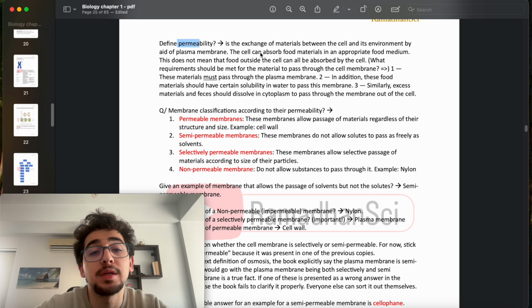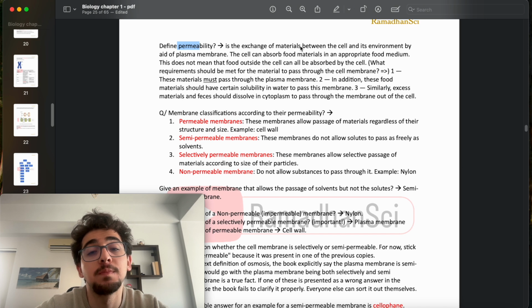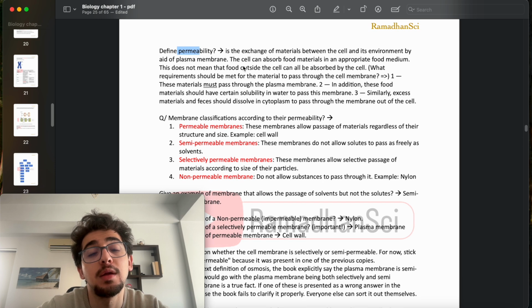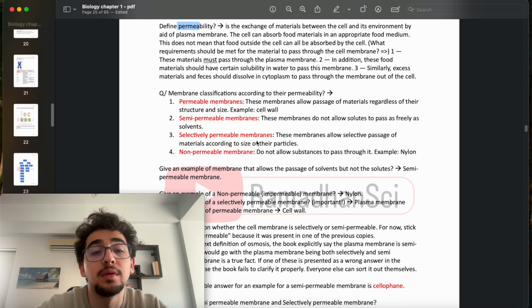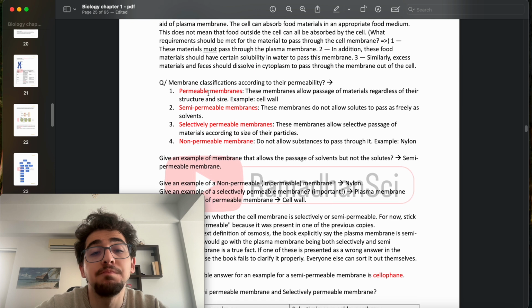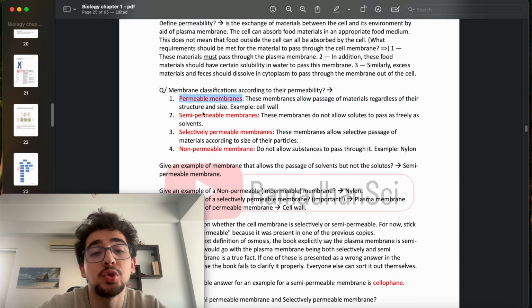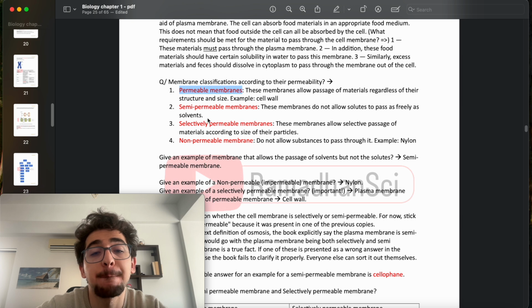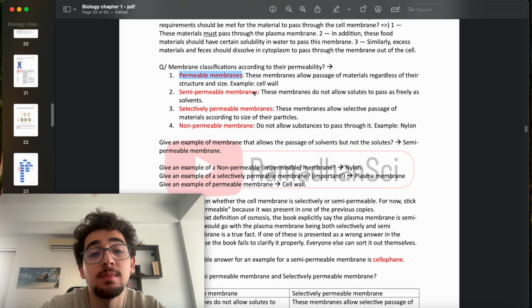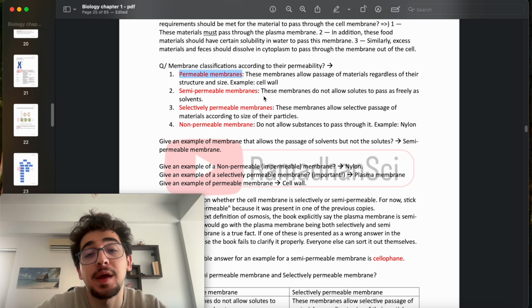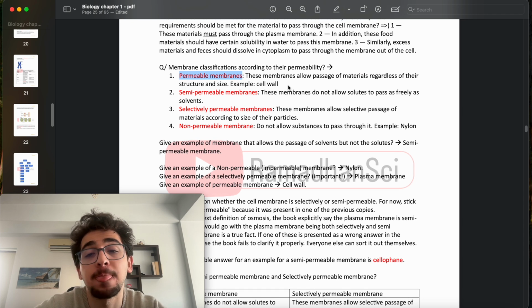Permeability is the exchange of materials between the cell and its environment. We can classify the membranes into four types according to their permeability. We have permeable membrane, which just means that the membrane allows the passage of any material, regardless of their size or structure.